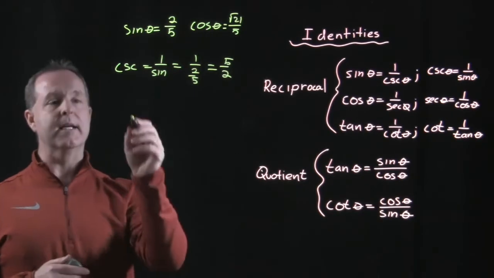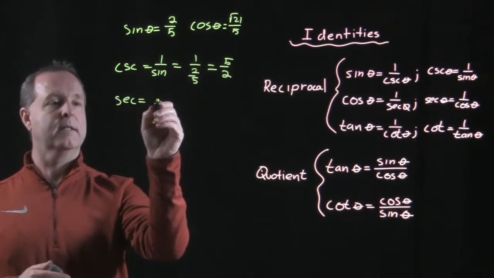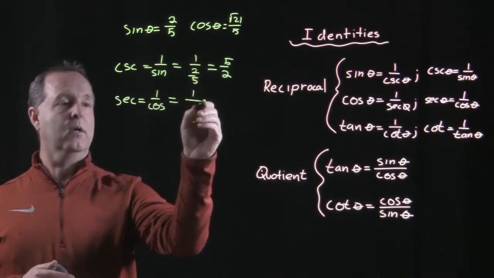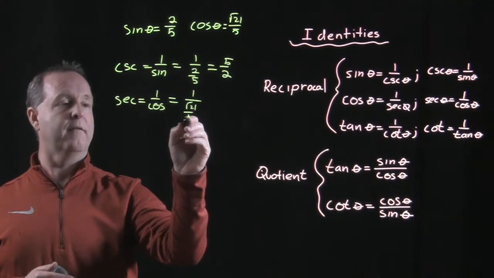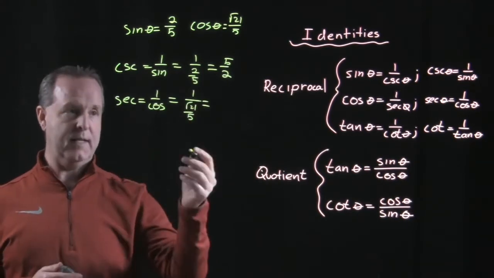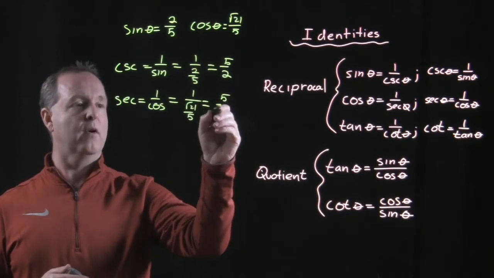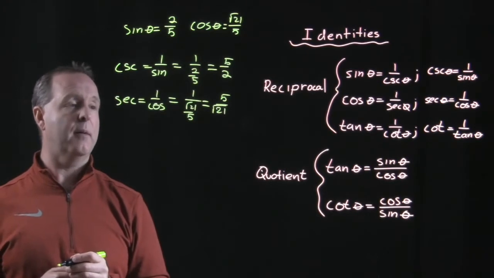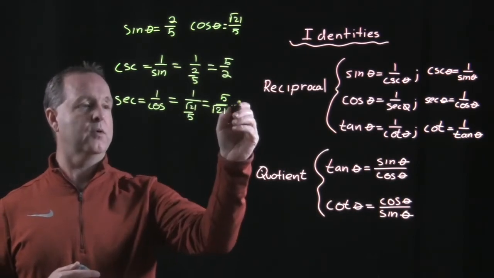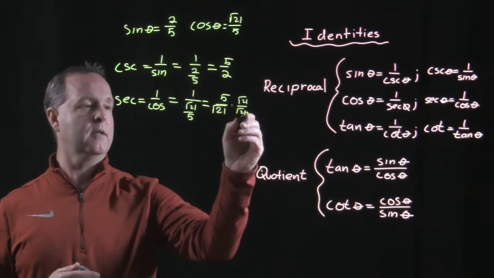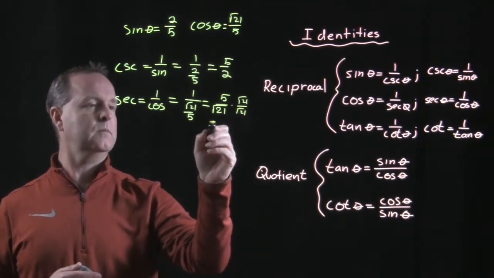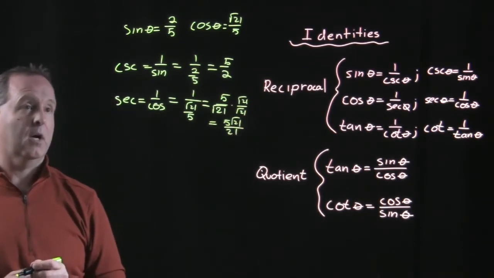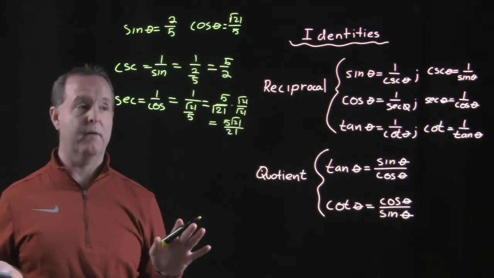I could find the secant. Secant is 1 over cosine. Cosine is given as root 21 over 5. Reduce that down as well, and that becomes 5 over root 21. And then to simplify that and rationalize the denominator, I'm going to multiply top and bottom by root 21 over root 21. And that's going to equal 5 root 21 over 21. All right, check. I've gotten 4 of the 6 so far.